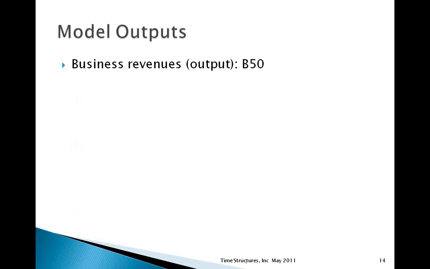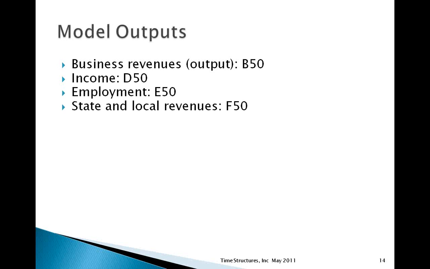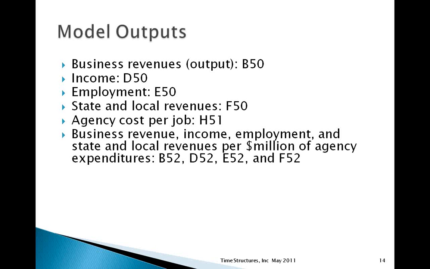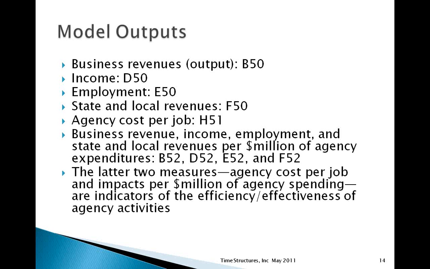Okay, model outputs. You got total business revenues or total output. That's in B50. D50 is income. E50 is employment. F50 is state and local revenues. And then agency cost per job is calculated at H51, which is just total agency cost divided by the number of jobs. We'll look at those in a minute. And then all of these are calculated in row 52 as revenues, income, employment, and state and local revenues per $1 million of agency spending. Those are particularly important because they essentially are a measure of the efficiency or the effectiveness of agency activities.